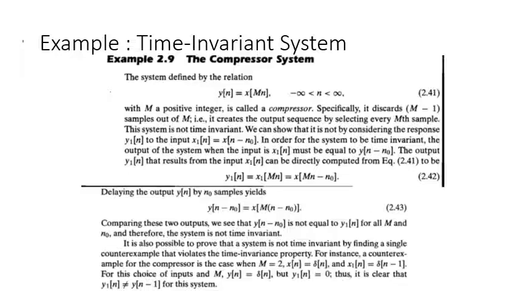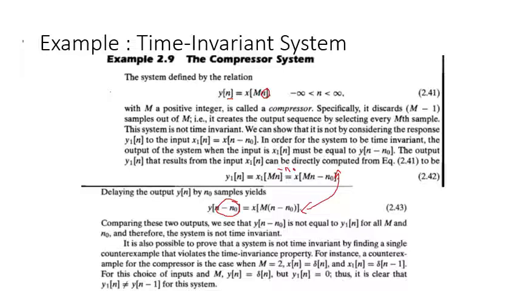So let me recap it for you. Here we delayed the input, so we are just replacing n with n minus n naught. Okay. Here what we are doing, we are delaying the output. So when we delay the output, we replace n with n minus n naught. And similarly, we have to replace this with n minus n naught. So these two are not equal.